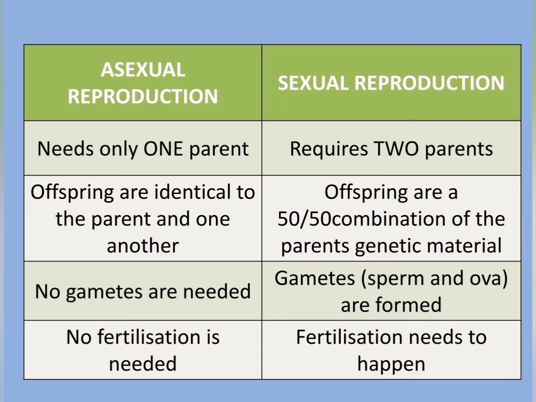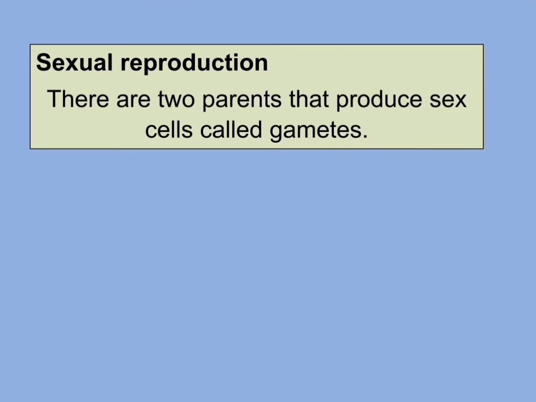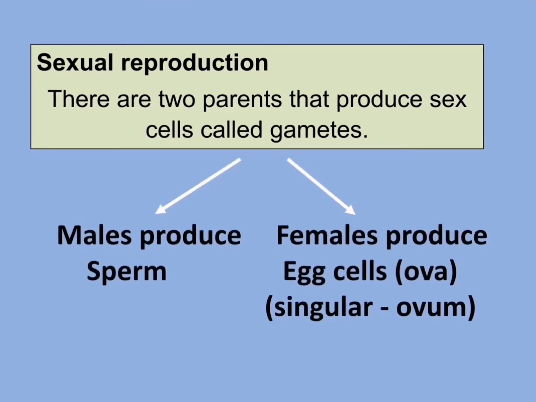Now, on the other hand, if we look at sexual reproduction, we need two parents, because the offspring are actually a 50-50 mixture, a combination of the parents' genetic material. The parents will form gametes, so sperm and ova, and therefore fertilization will need to take place. So there's a big difference between asexual and sexual reproduction. In summary, sexual reproduction has two parents that produce gametes. In a male, it'll be sperm, and in a female, it'll be an ovum or an egg cell.